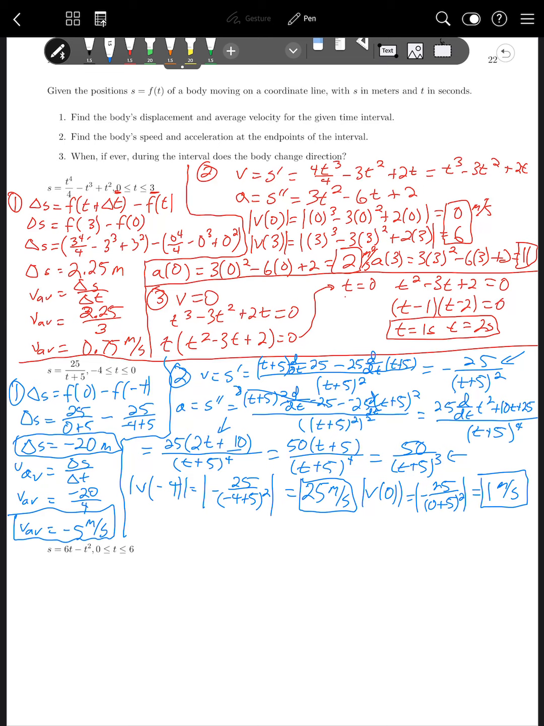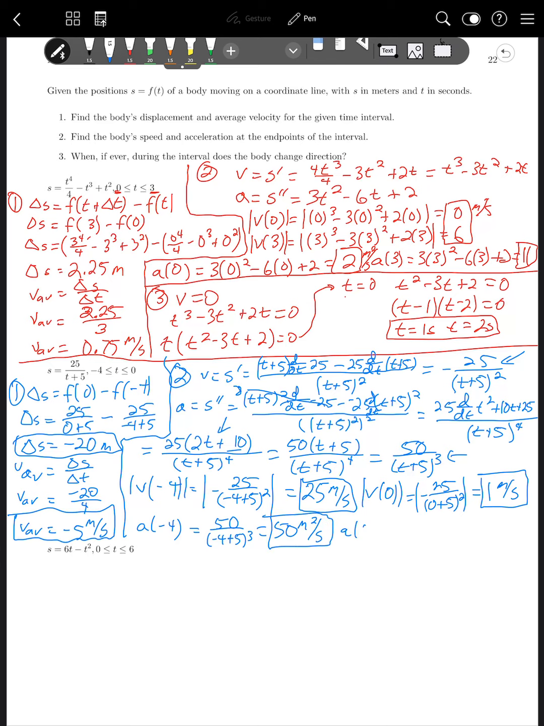Okay. And then we want to do the same thing for the acceleration. So the acceleration at negative 4. So plug that into the acceleration equation. So that's 50 over (negative 4 plus 5) cubed. So negative 4 plus 5 is 1. 1 cubed is 1. 50 divided by 1 is 50. So 50 meters squared per second is the acceleration at negative 4.